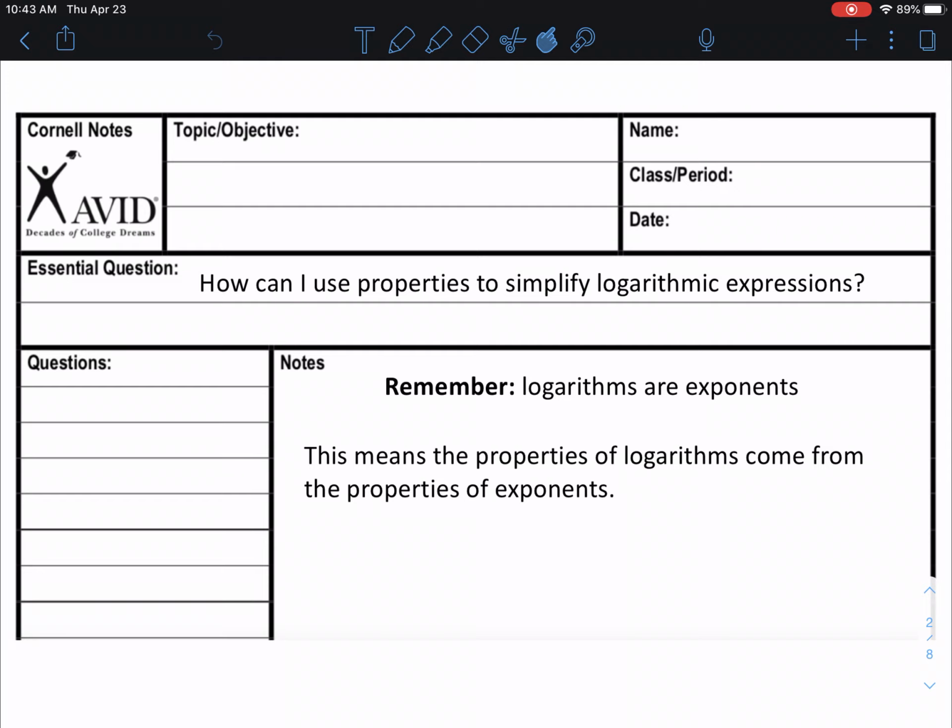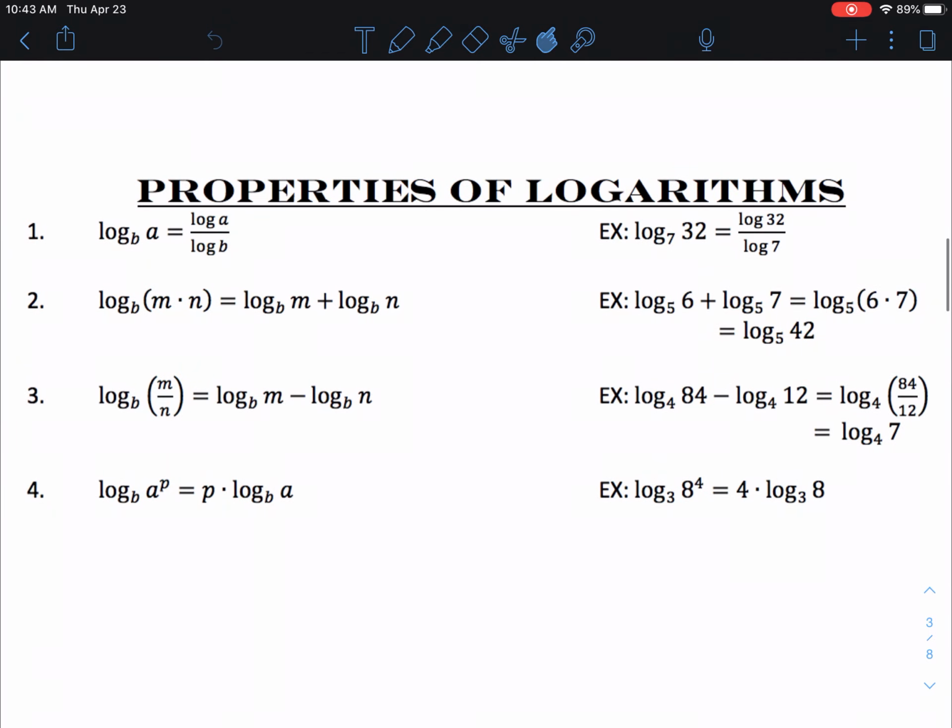So the properties of logarithms really come from the properties of exponents, and you'll kind of see that here a little bit later. Okay, so these are the properties of logarithms that we're going to go through today. Actually, this first one you already know. This is the change of base property. You were using that on your evaluating logarithms on the last assignment.